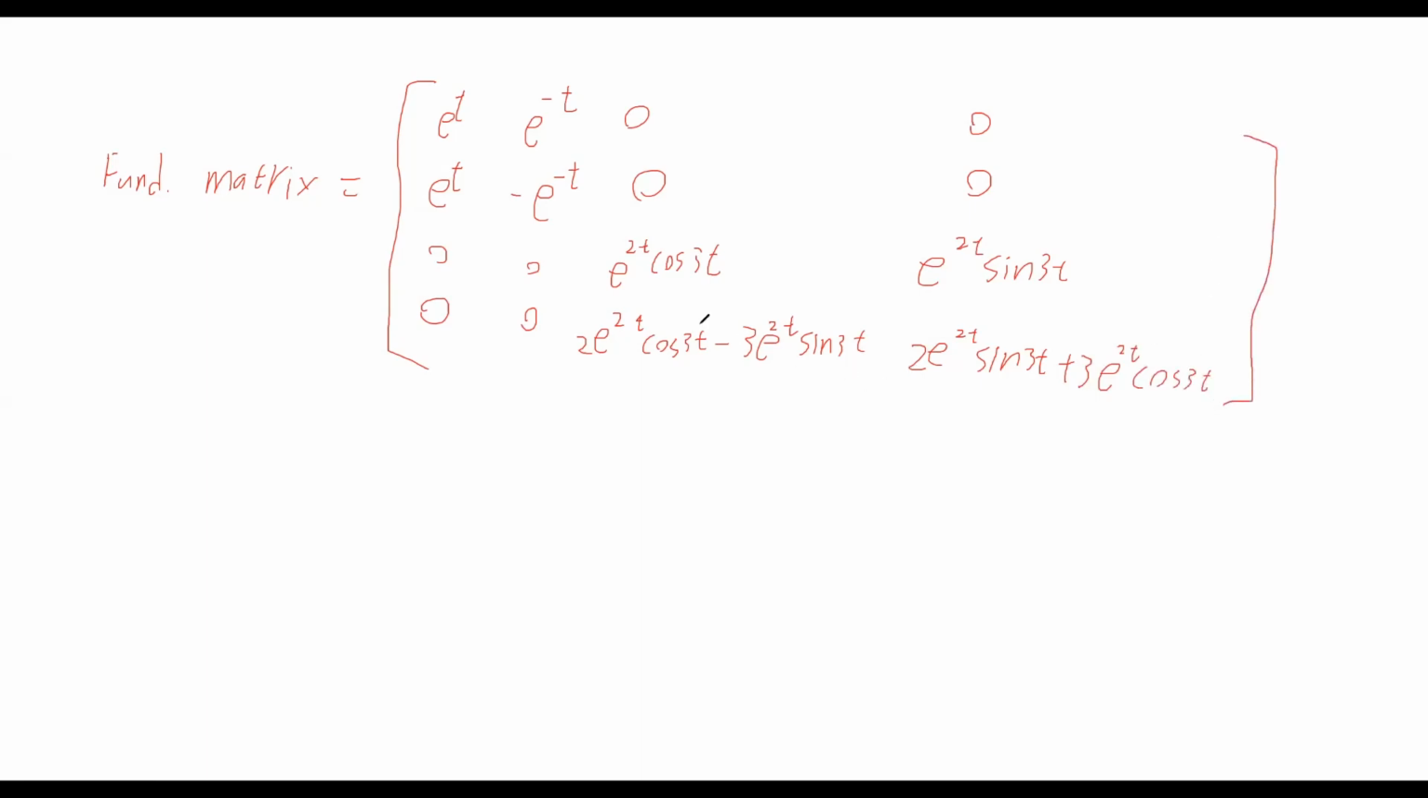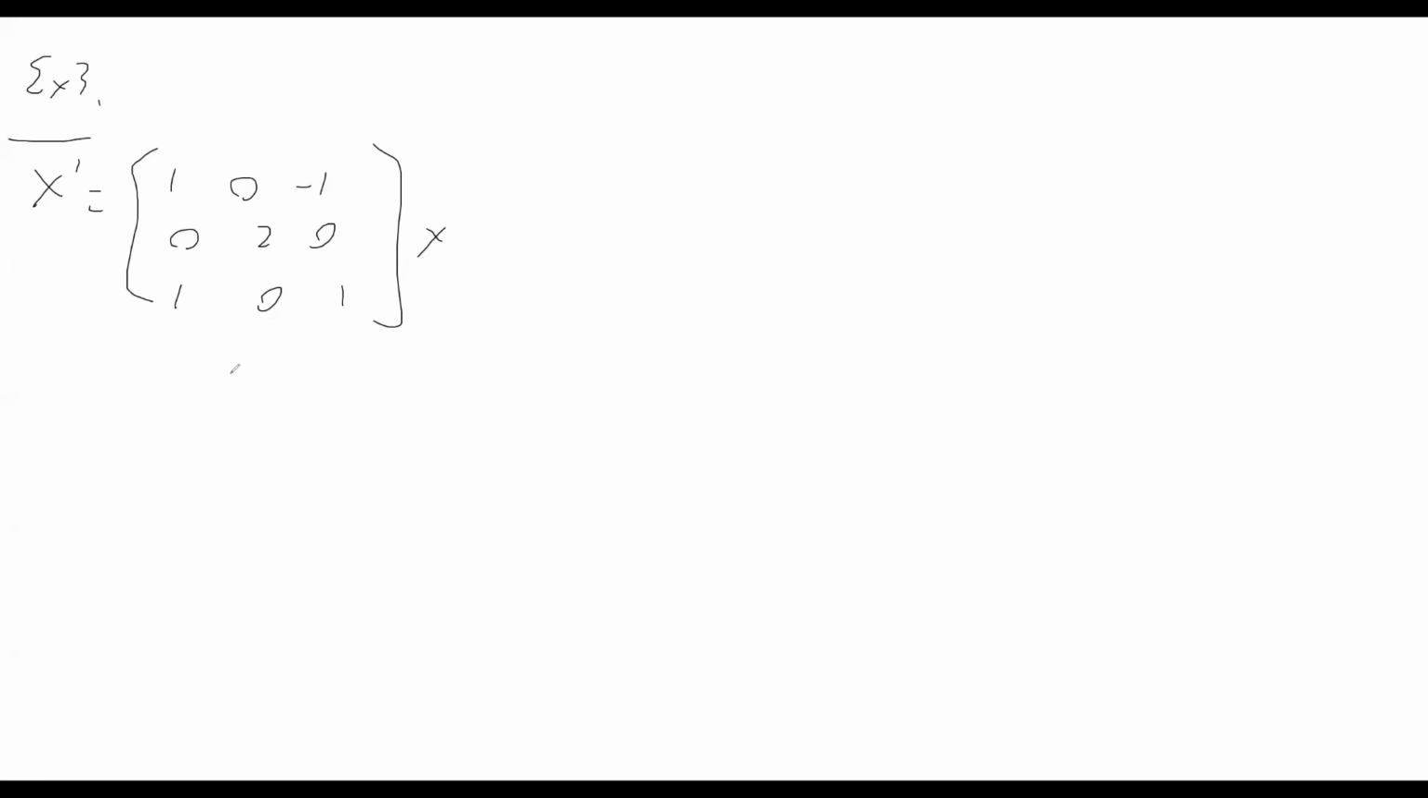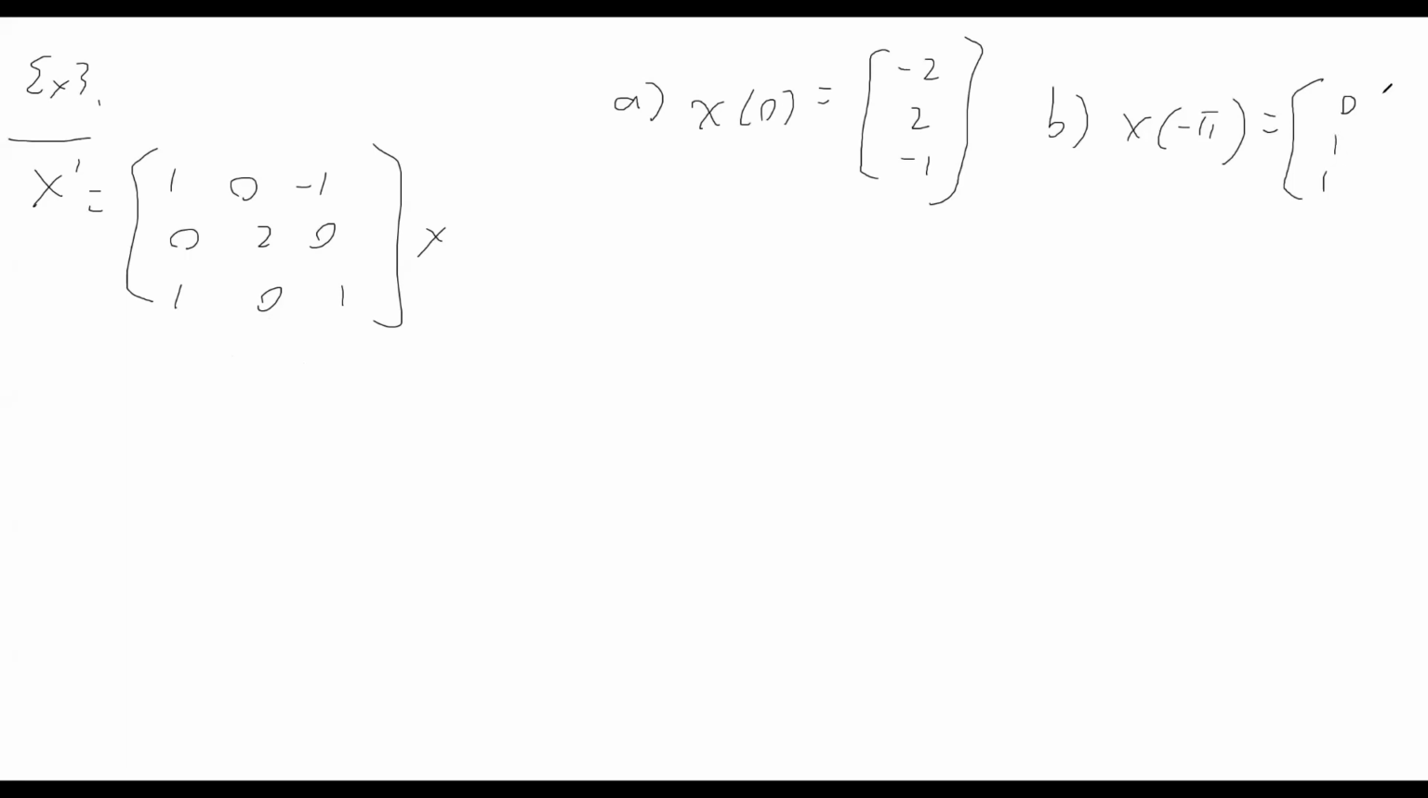That's it. Now it might take a while to understand what's going on here, but all we're doing is following the general form and looking at each entry and what that is. All right, example 3, we want to solve this, and given two initial conditions, x of 0 is -2, 0, -1, and then the other initial condition, x of -pi is 0, 1, 1.